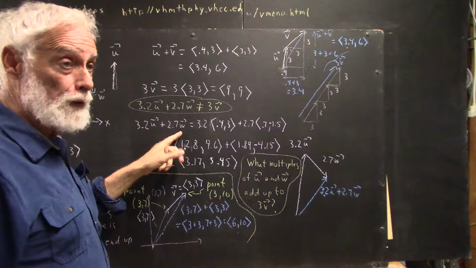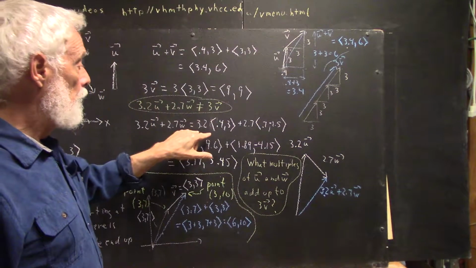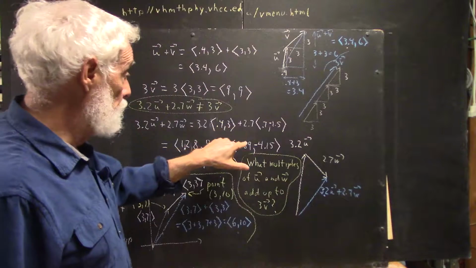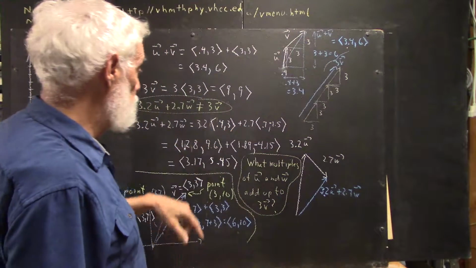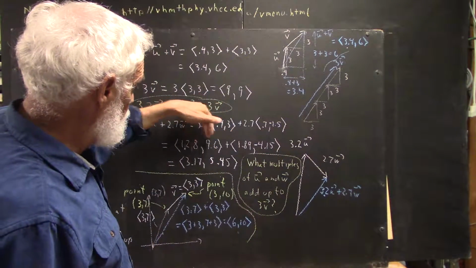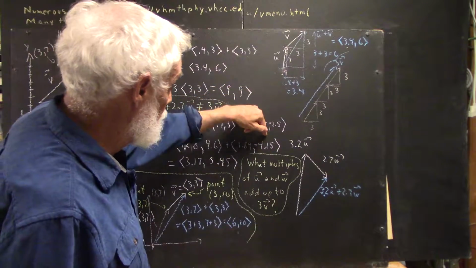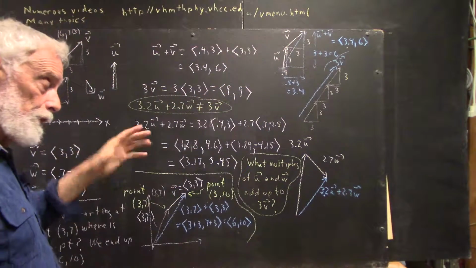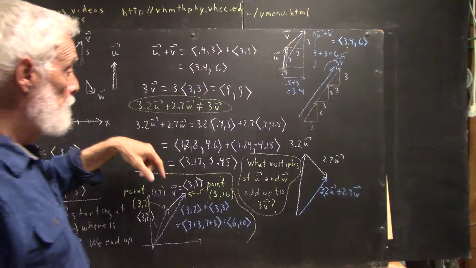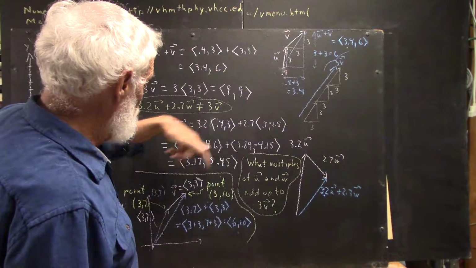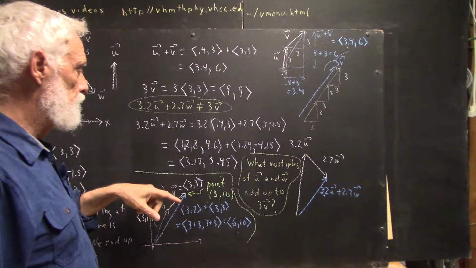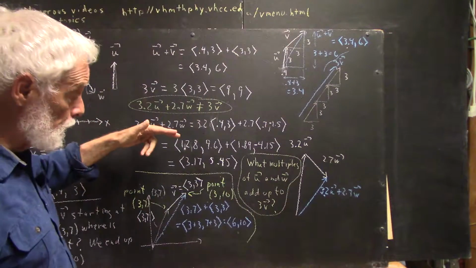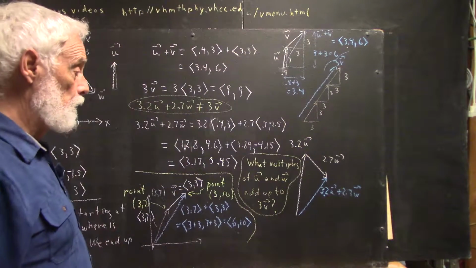3.2u plus 2.7w is easy to calculate. That's 3.2 times the u vector, 2.7 times the w vector. Multiply through here, we get this. Multiply through here, we get this. And I did these numbers in my head, so maybe I'm off a little bit. Check me. And then we add these up, and we get this. So the 3.2u plus 2.7w should move us over 3.17, up 5.45.